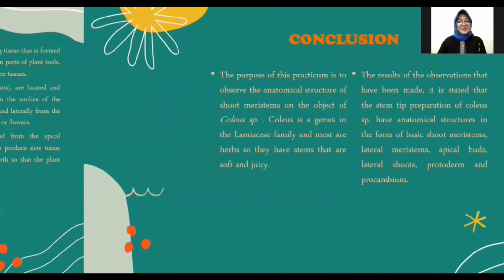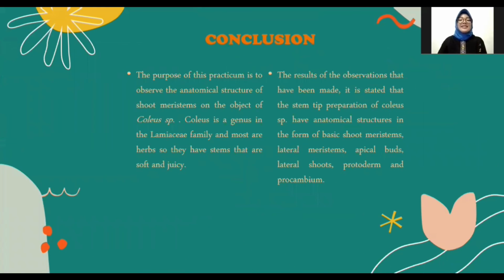Next, and the last point is the conclusion. The purpose of the practicum is to observe the anatomical structure of shoot meristem on the object of Coleus sp. Coleus sp. is a genus of the Lamiaceae family, and most are herbs, so they have stems that are soft and juicy. The result of the observation that has been made is that the stem of Coleus sp. has an anatomical structure in the form of ground meristem, lateral meristem, apical buds, lateral shoots, protoderm, and procambium.